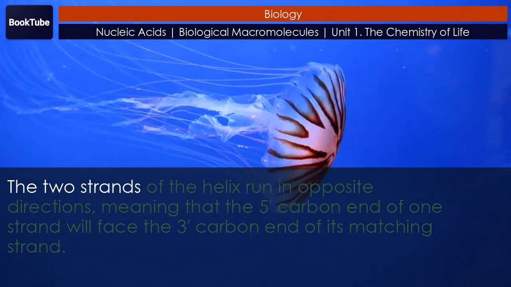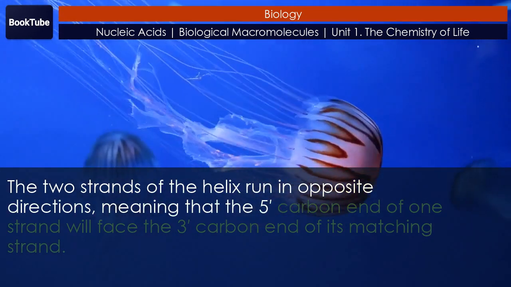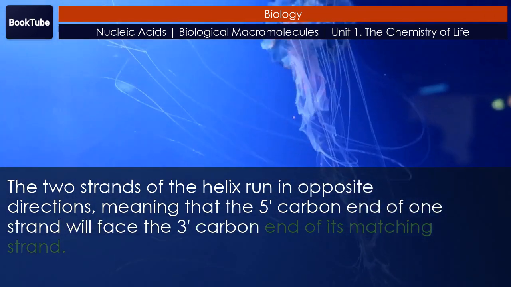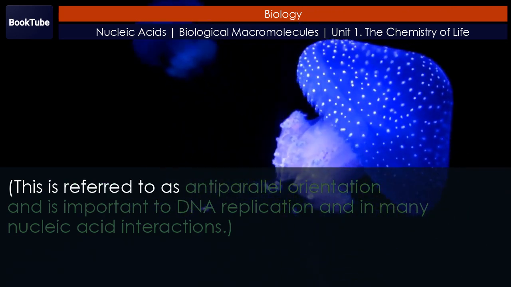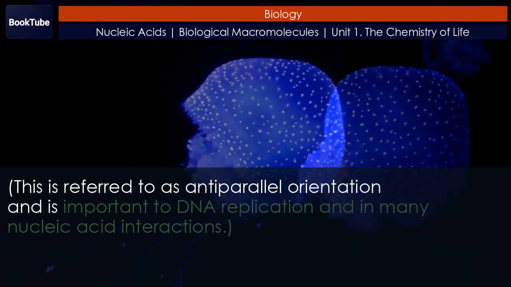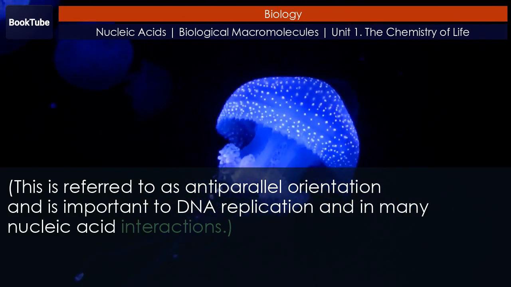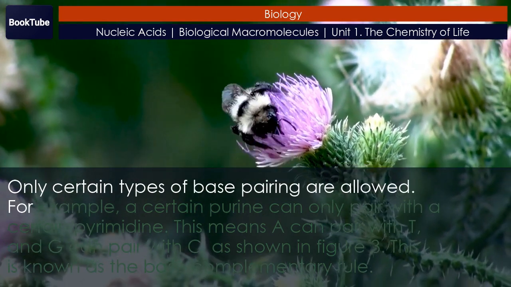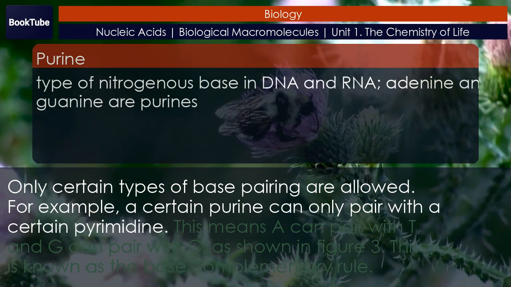The two strands of the helix run in opposite directions, meaning that the 5' carbon end of one strand will face the 3' carbon end of its matching strand. This is referred to as antiparallel orientation and is important to DNA replication and in many nucleic acid interactions. Only certain types of base pairing are allowed. For example, a certain purine can only pair with a certain pyrimidine.